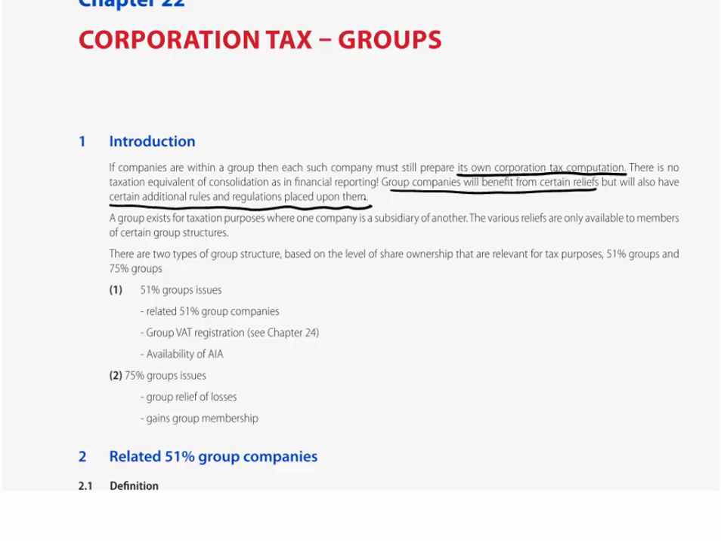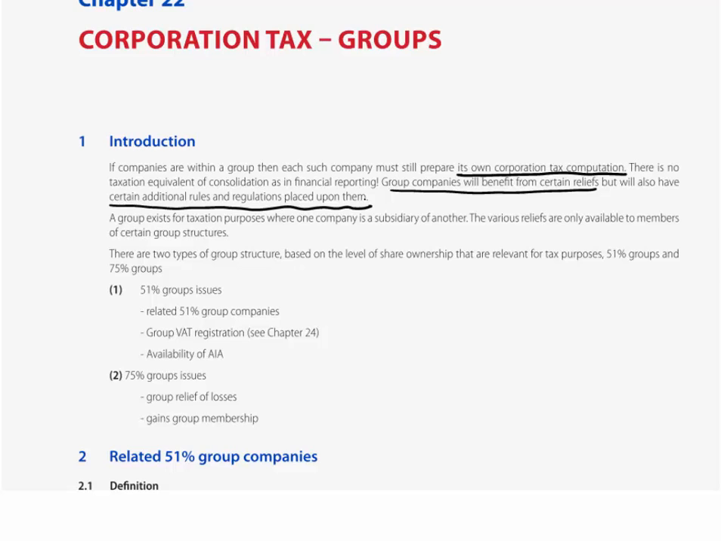When we define groups for taxation, then we have to look at precisely the level of percentage shareholding that exists. Groups exist, of course, where we have one company being a subsidiary of another, the parent company. We talk about related 51% group companies there, for again that basic group structure to exist. So if we've got a parent company with a 51% plus owned subsidiary, there are two related 51% group companies. We know they are in a group.